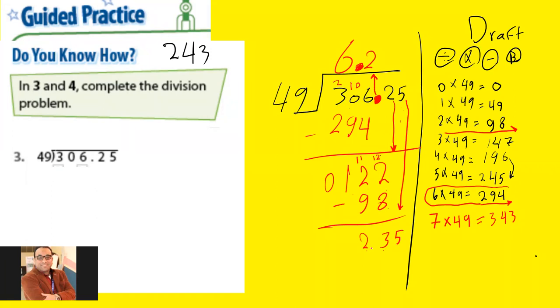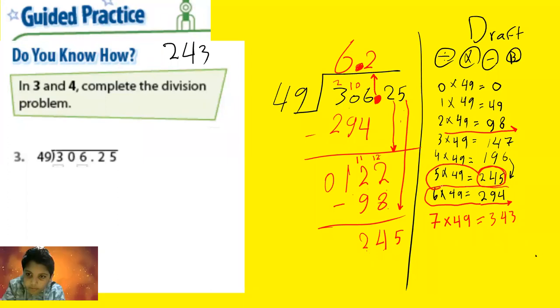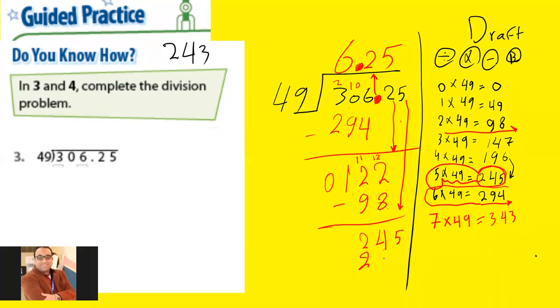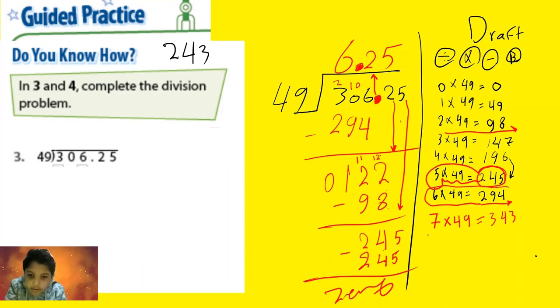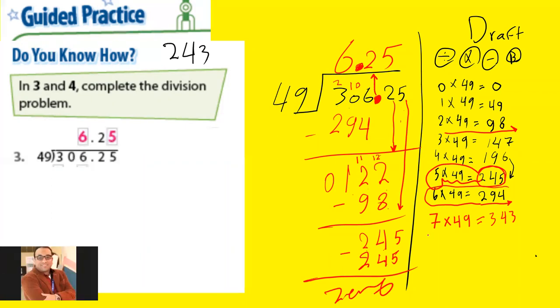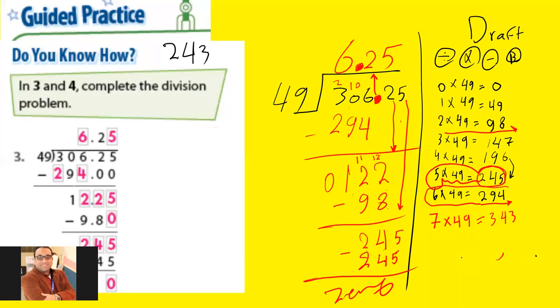If I look at the draft here, by the way, there is a mistake, Mr. Mazin. 12 minus 8 is not 3, it is 4. If you look in the draft, you will find exactly 245. That comes from 5 by 49 equals 245, my dear student. Subtract. So copy the answer, my dear student. Your problem is correct, Mr. Mazin. Copy the answer.